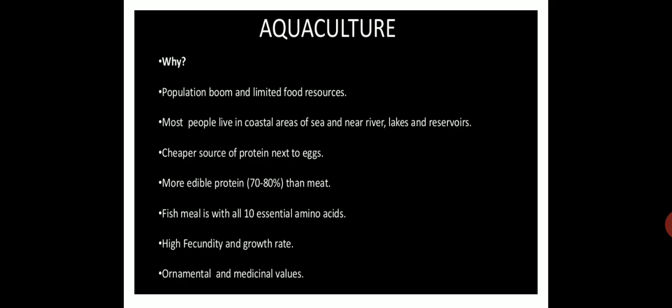Fish is a cheaper source of protein next to egg. It has more edible protein, that is 70 to 80%, than meat. Fish meal is a byproduct of fishery consisting of 10 essential amino acids. And fishes have a high fecundity and growth rate, and ornamental fish also have medicinal values.